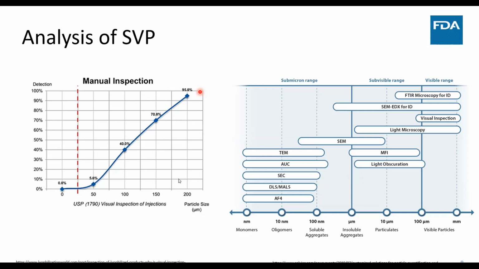And that brings the need for analytical techniques such as the ones we're going to talk about in the subvisible particle range. We've heard of techniques such as DLS, AF4, and size exclusion for submicron or lower size particles. Visual inspection would do for particles in the visible size range. But for the subvisible particle range, we'll be talking about two techniques, light obscuration and flow imaging, sometimes referred to as MFI.